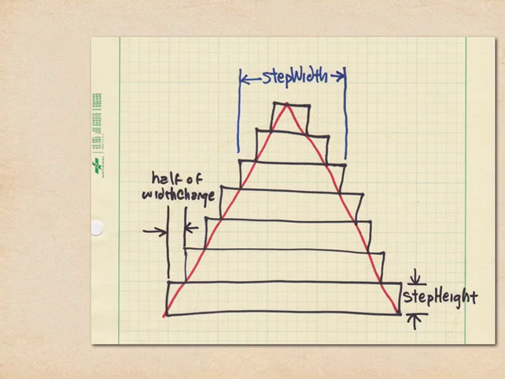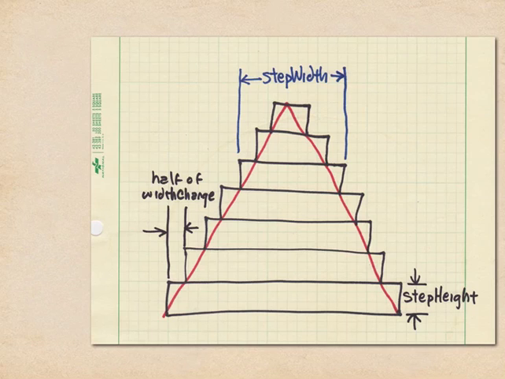The key variables are all marked here. In the bottom right, we have step height. That's the height of each rectangle. Up top, I have a variable called step width. That's going to change from one step to the next, and it tells me the width of that rectangle. Finally, off on the left, I have half of width change. The width of the step will decrease each time we go up, and here I'm marking half of the distance. If I subtract twice that, I get the new width of the step.